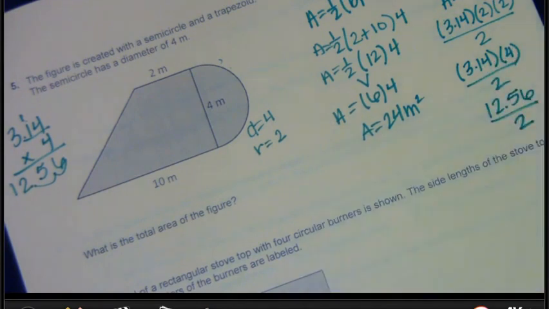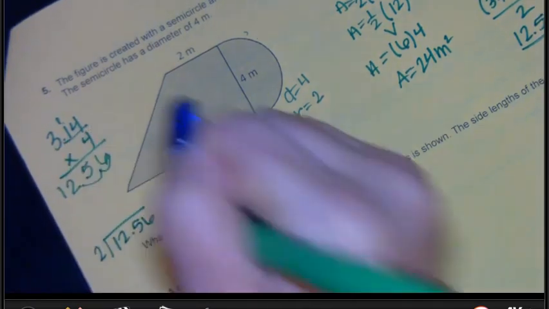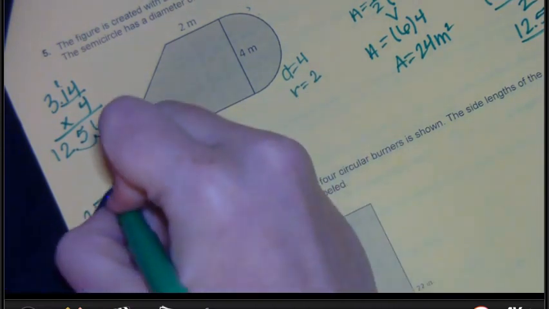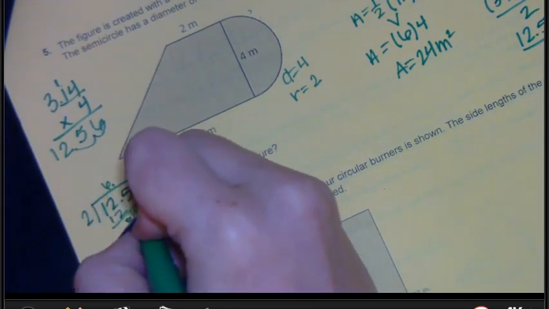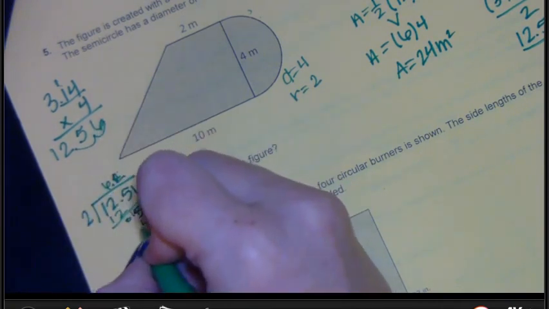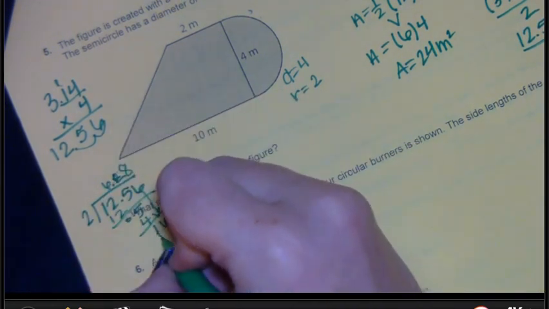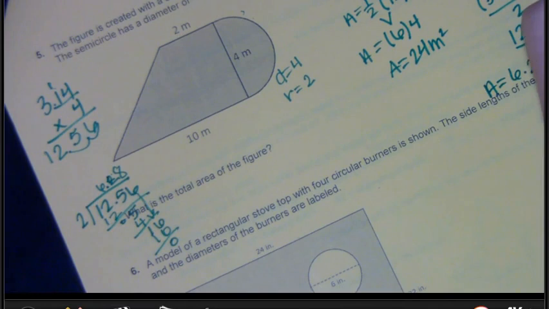And I'm not done. I still have to divide that by 2. So I'm going to have 2 on the outside, 12.56 on the inside. Because I typically mess up and lose some of my numbers, I'm going to bring my decimals straight up. 2 can go into 12 6 times with nothing left over. 2 can go into 5 2 times with 1 left over, bring down the 6. 2 can go into 16 8 times with nothing left over, giving me a semicircle area of 6.28 meters squared.